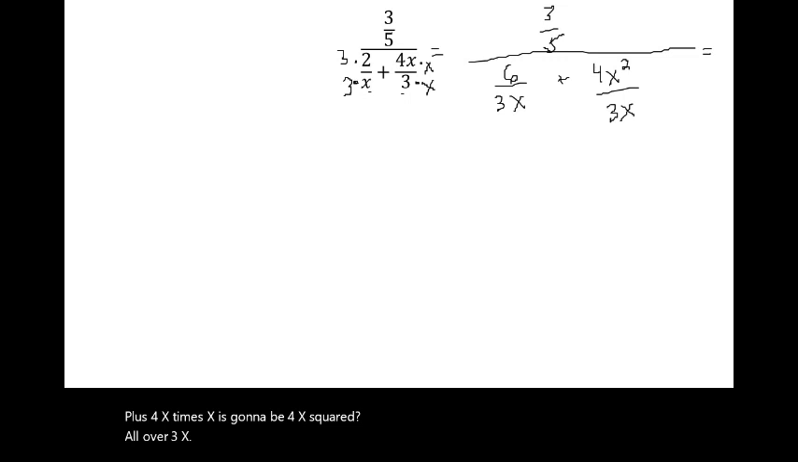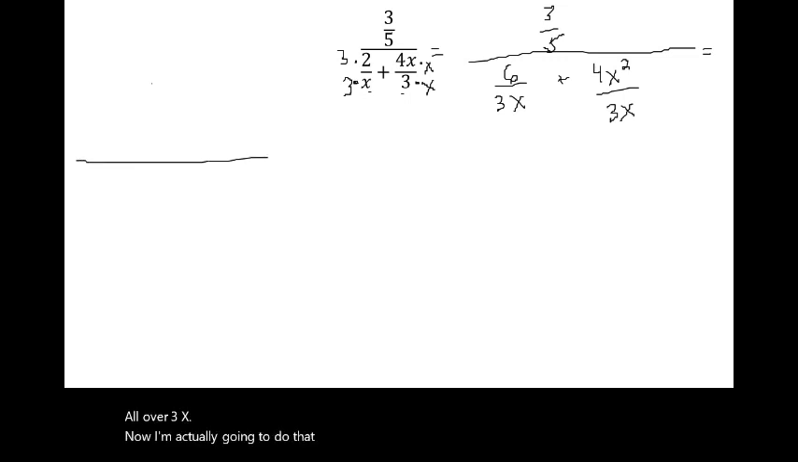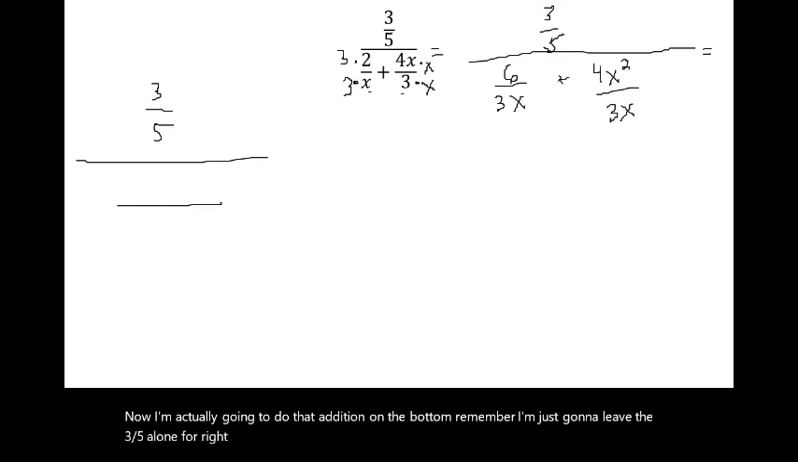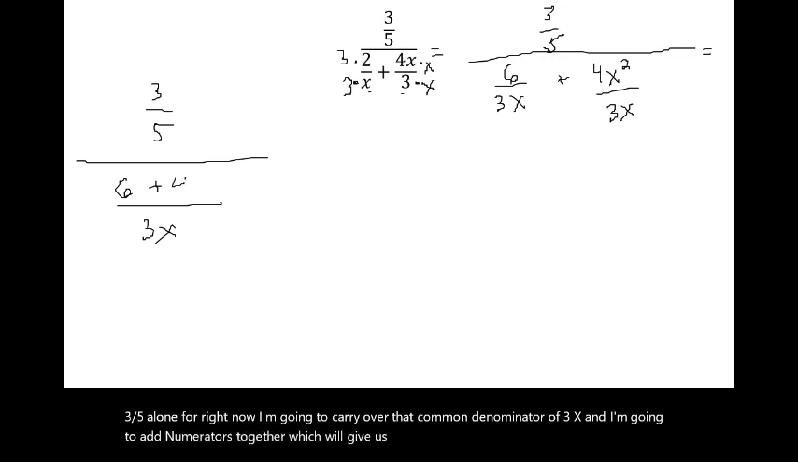Now I'm actually going to do that addition on the bottom. Remember, I'm just going to leave the 3/5 alone for right now. I'm going to carry over that common denominator of 3x, and I'm going to add the numerators together, which will give us 6 plus 4x squared.